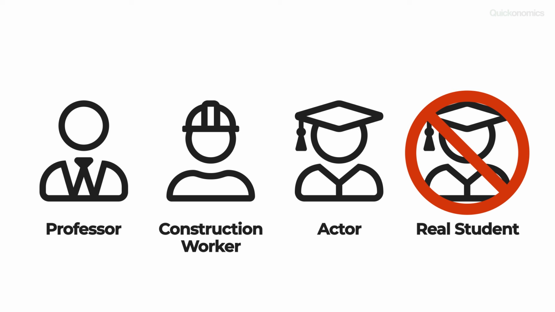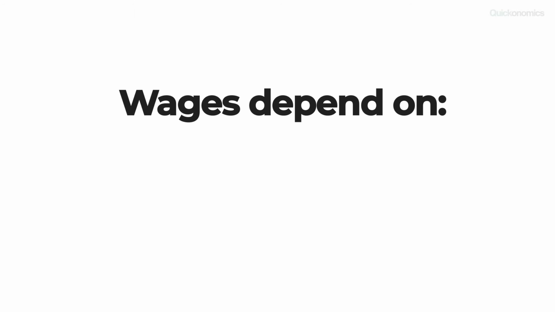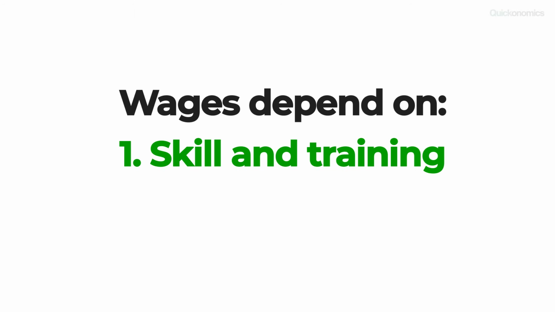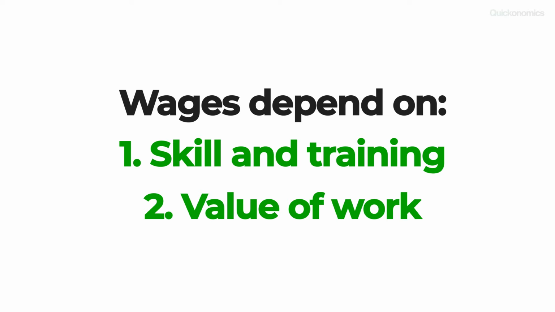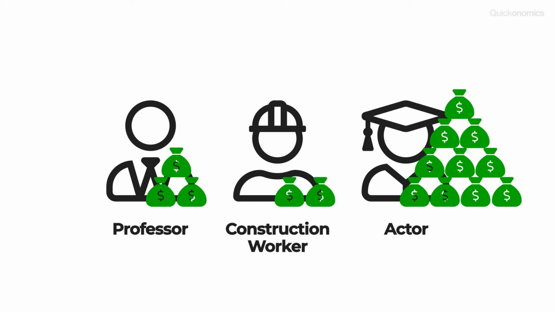Not the real students though. They are not getting paid, so technically they're doing this for fun. Now the income people receive in exchange for their work is called wages. How much they're paid typically depends on their skill and training as well as the subjective value of their work. That's why a professor is usually paid more than a construction worker and an actor is paid less than the other two. Unless she's a big movie star. In that case, wages can actually get out of hand pretty quick.